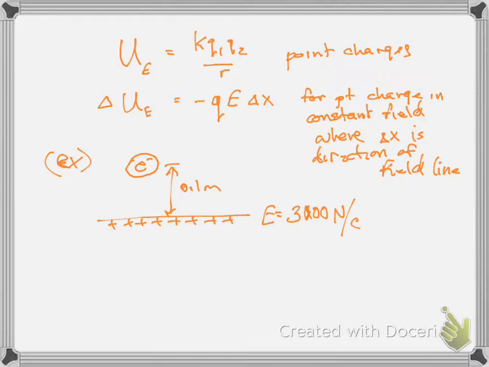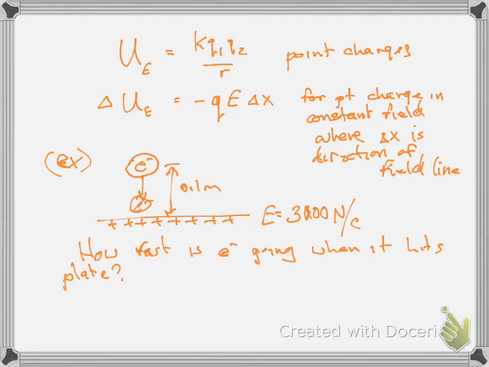Let's say that we have an electron, which is 10 centimeters, or a tenth of a meter, away from a plate, which is giving us a constant electric field of 3,000 newtons per coulomb. So if we have this electron and we let it go from rest, I want to know what's going to happen to the electron. Well, the electron is going to go towards the positive plate, and it's going to hit the positive plate, end up here. I want to know how fast is the electron going just before it hits the plate.